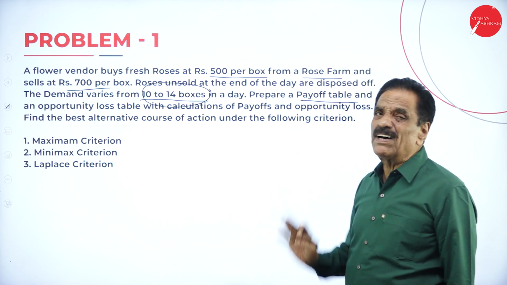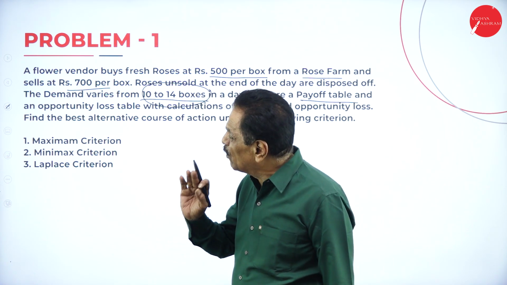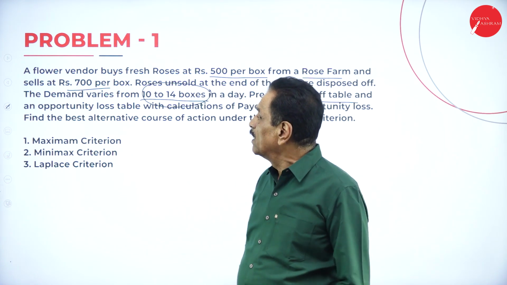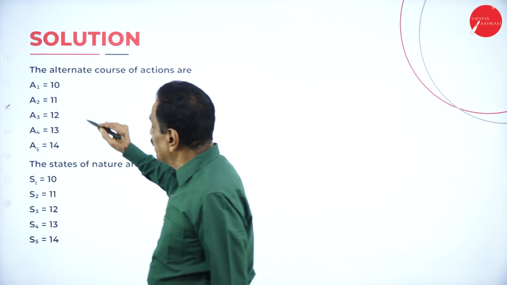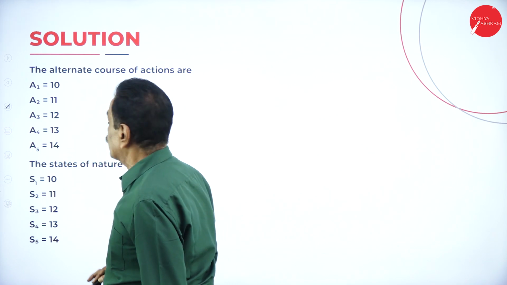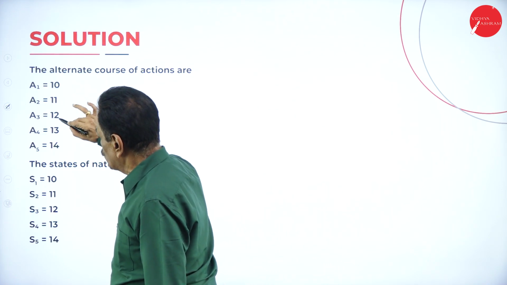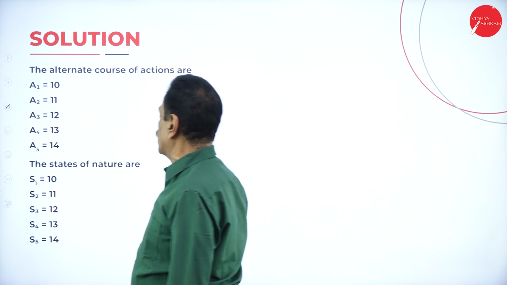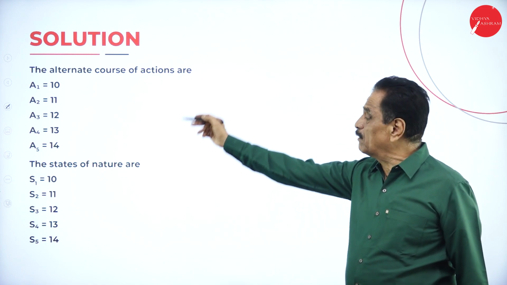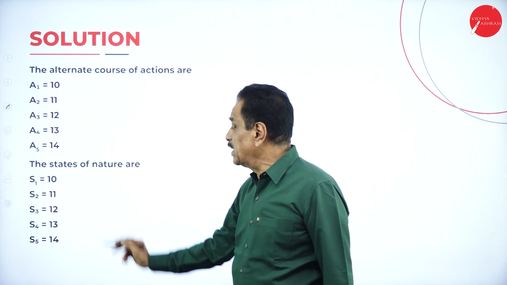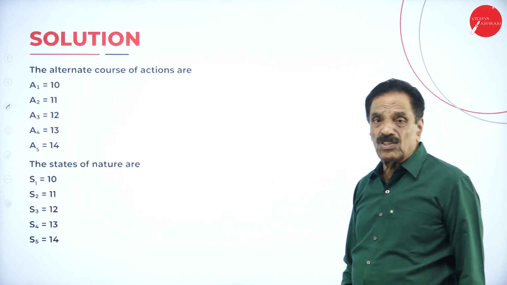These are all the names we are going to give, but you must have a very good alternative. I will explain slowly; then I hope you can understand. I will go very slow because this is the first problem. Here, what is payoff? How much you are getting? Alternatives are A1 to A5: 10 boxes, 11 boxes, 12 boxes, 13 boxes, and 14 boxes. The state of nature is the same: 10, 11, 12, 13, 14. First, you have to write in the exam like this: alternative course of action, state of nature, action.